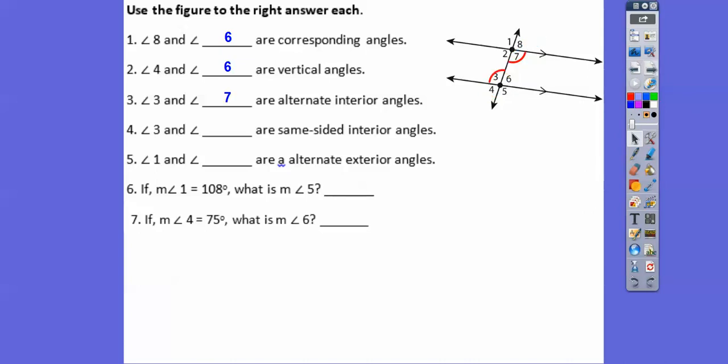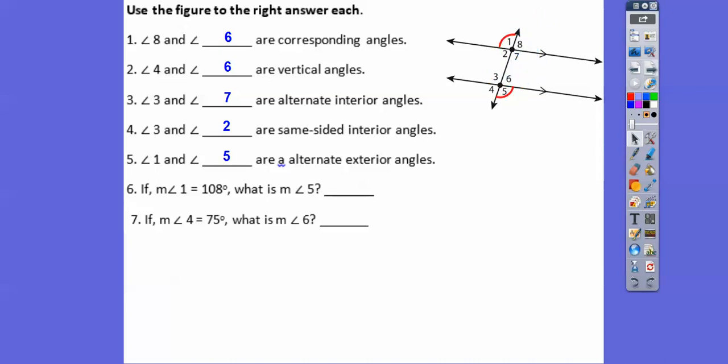And then what else do we have? We have 3 and blank are same-sided interior angles. So they're on the same side and they're inside. These guys, 3 and 2, see how they're on the same side of this transversal right here and they're inside. So 3 and 2 are same-sided interior angles. 1 and blank are alternate exterior angles. So exteriors are these guys and these guys. Here's 1. 1 and blank are alternate exteriors. Now it's not 8 because those are linear pairs. We already know that those are linear pairs. So 1 and 5, way over there.